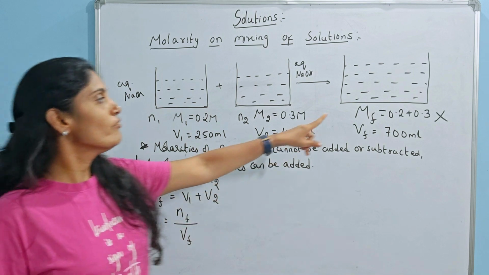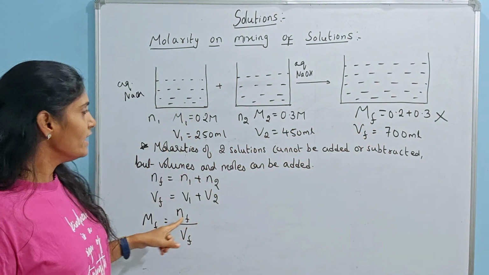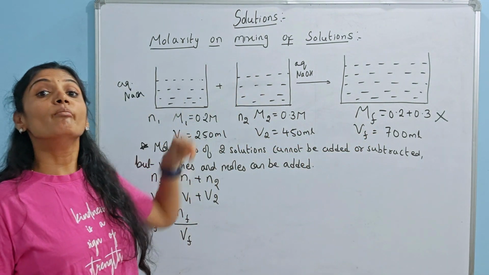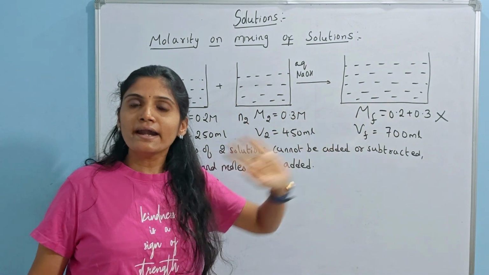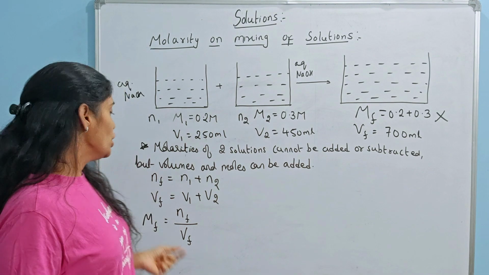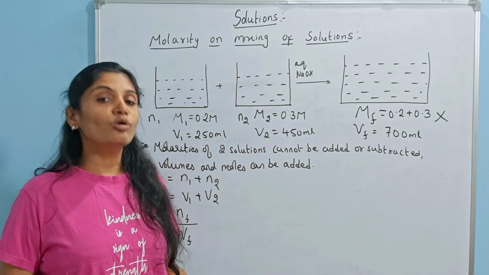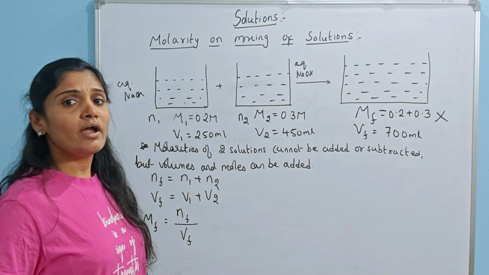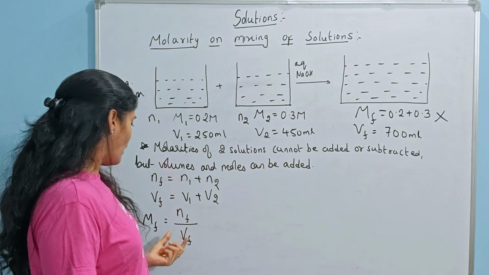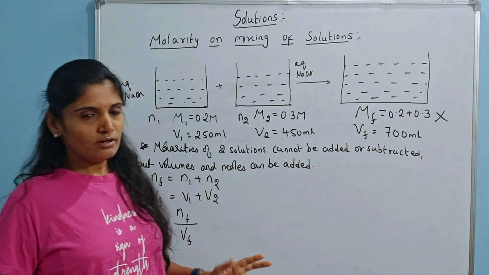So I can get my final molarity by dividing the final number of moles by the final volume. You cannot directly add molarities and calculate, but you can divide the total number of moles by the total volume, and then I can get my final molarity.